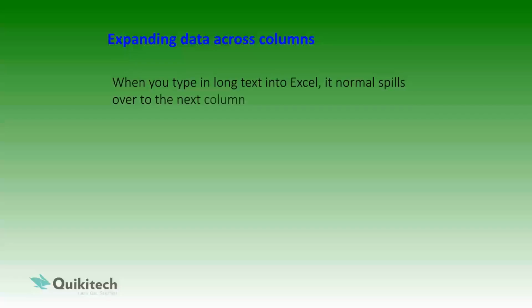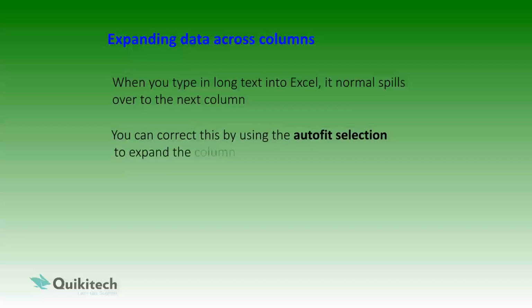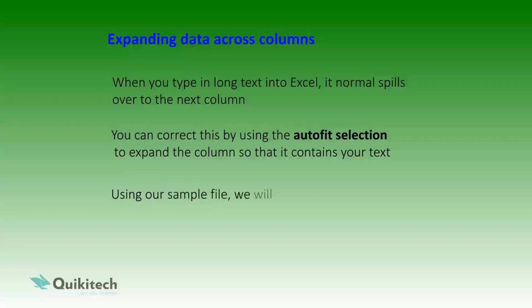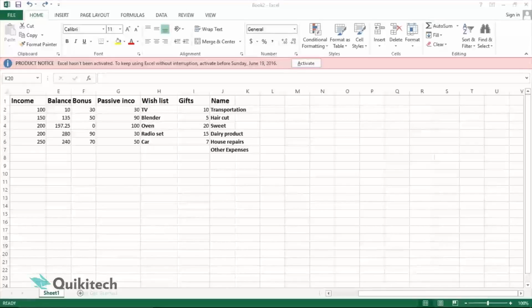Expanding data across columns. When you type long text into Excel, it normally spills over into the next column. You can correct this by using the Auto-Fit selection to expand the column so that it fits your text. Using our sample file, we will expand the column that we copied in the last exercise. You can see that the text is longer than the column, so let's correct it. Here are the steps you need to take.